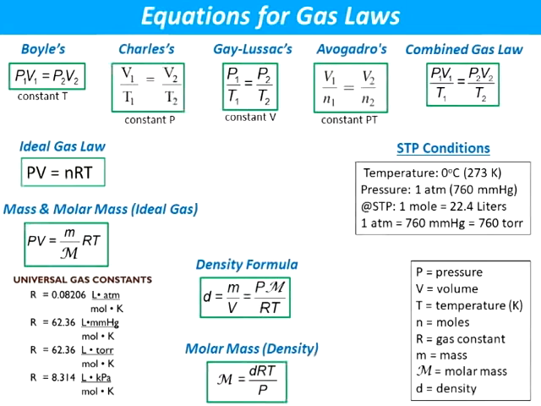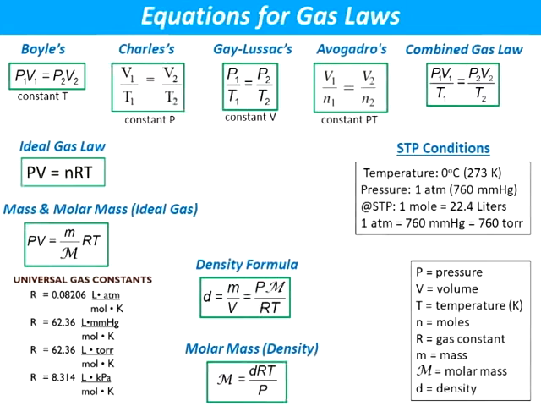We show you here some equations for the gas laws. We have Boyle's, Charles's, Gay-Lussac's, Avogadro's, and the combined gas law. These five gas laws are comparative. In other words, you'll always have a starting condition and a final condition, one set of conditions versus a second set of conditions. So Boyle's, Charles's, Gay-Lussac's, Avogadro's, and combined will always be comparative. That's one way to know you're using one of these laws.